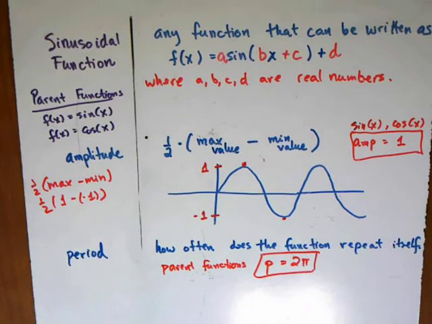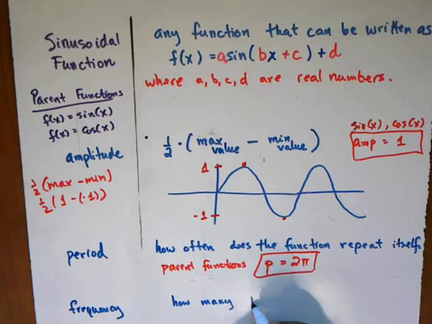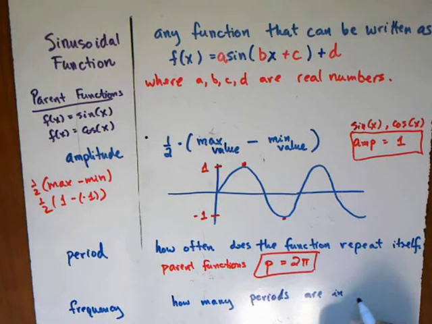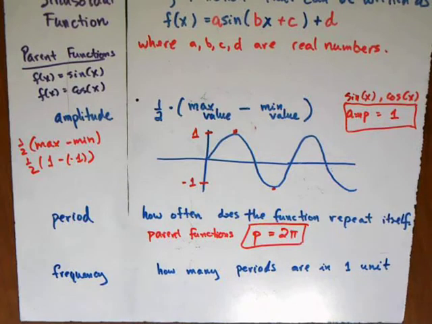Next is the frequency. Frequency is how many periods are in one unit. So in one unit, how many full periods have been completed?